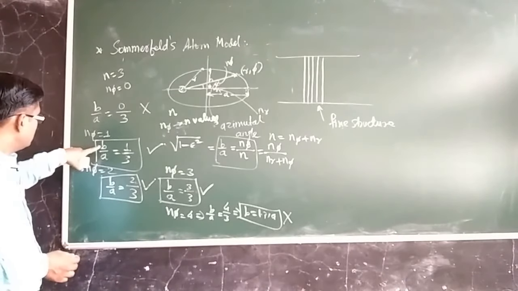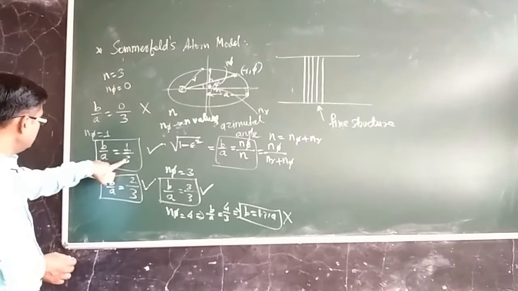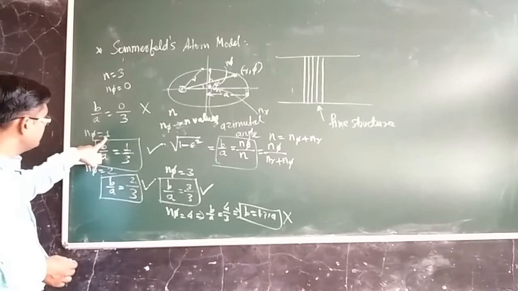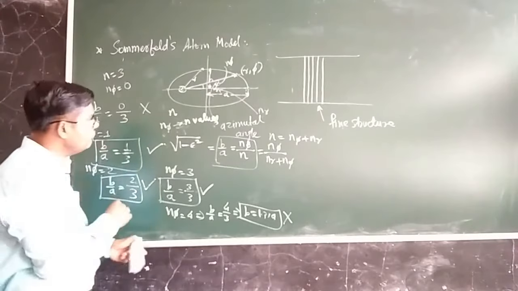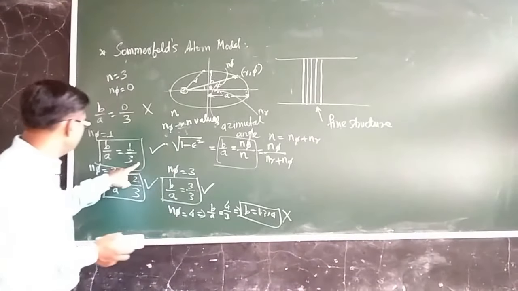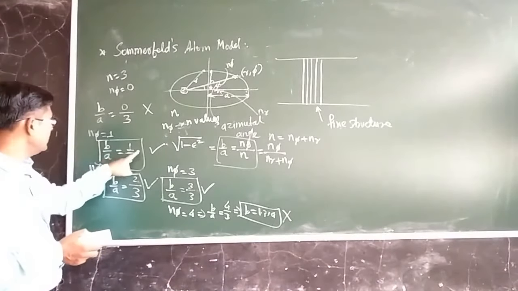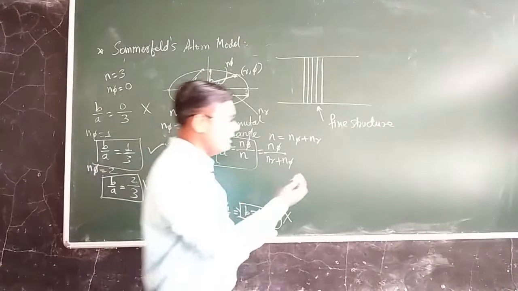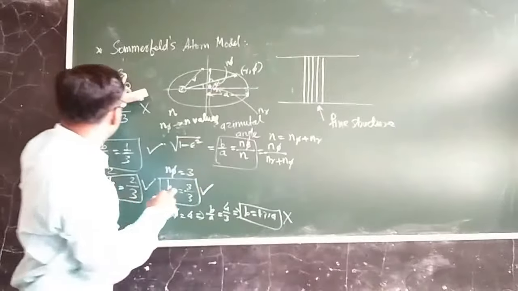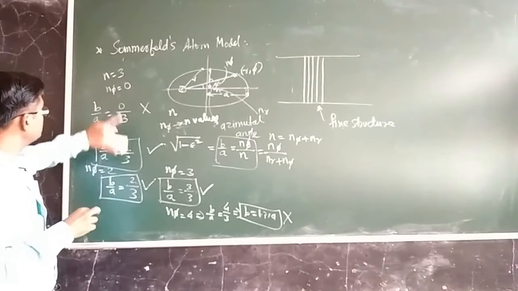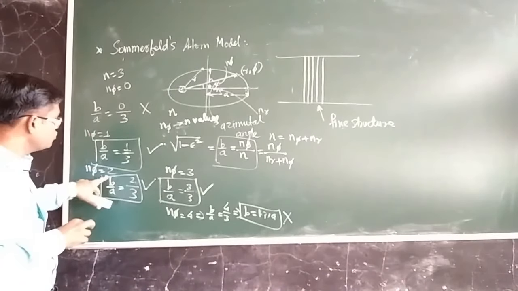Again, you see, b by a is equal to 1 by 3. Here the value of n phi is given by 1. And what type of orbit are we getting? Actually, we are getting the elliptical orbit, because 1 by 3 means b is less than a. So we will be getting an elliptical orbit. So for n equal to 3, we have obtained 3 values for n phi, that is 1, 2 and 3.